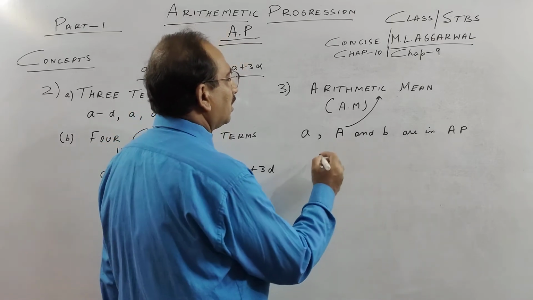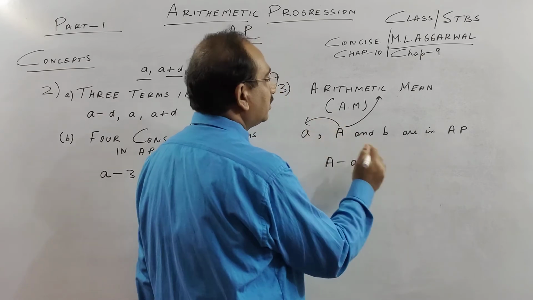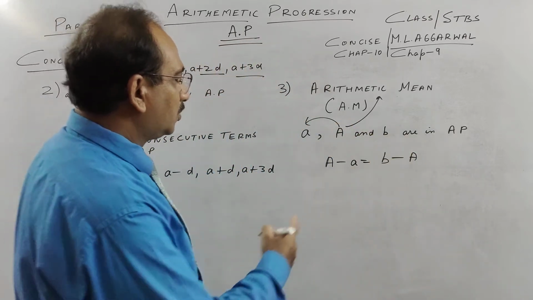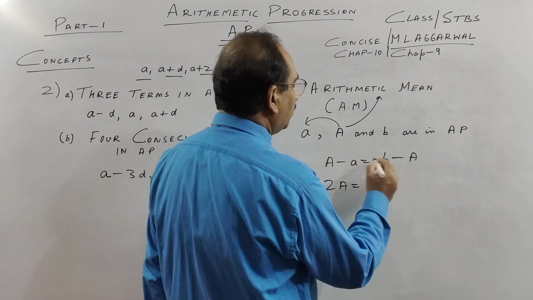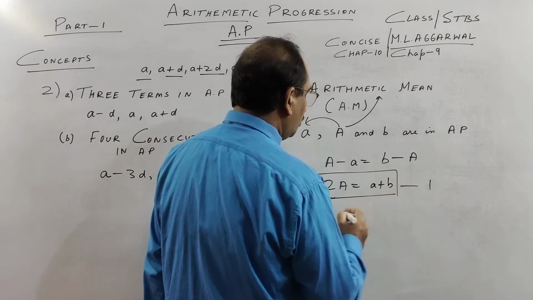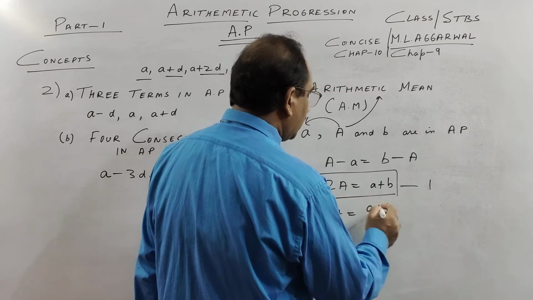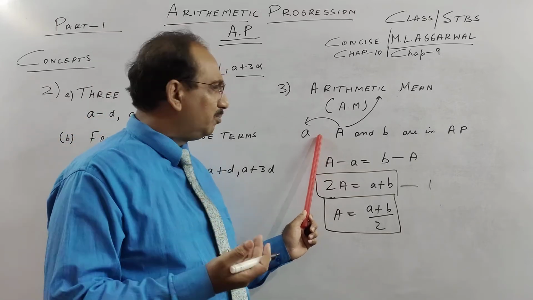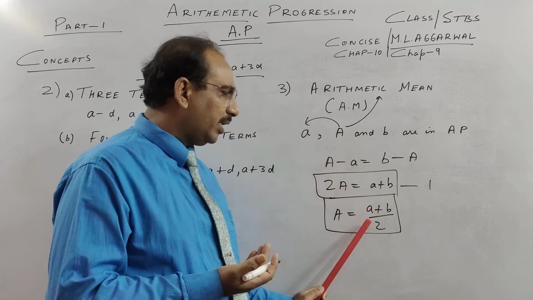So what we see in an AP, children: second term minus first term is equal to third term minus second term. This is what I have shown you. So what happens here? A you bring to this side. So 2A, twice the arithmetic mean, is A plus B. One result we get here. We can put it in a box. If you want A, capital A is (A plus B) by 2. So arithmetic mean, like we have seen average and mean: the mean of 2 numbers, add them and divide by 2.